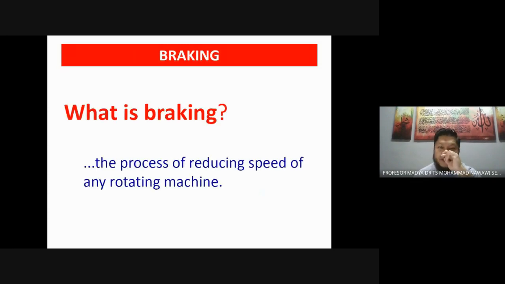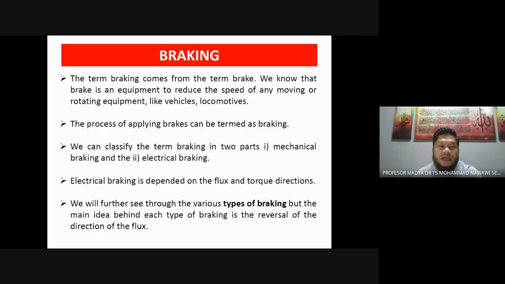Okay, so what is braking? It is a process of reducing the speed of any rotating machine. When we talk about braking, it's a process of reducing speed. You want to slow down the rotating machine. The term braking comes from the term brake. We know that a brake is equipment to reduce the speed of any moving or rotating equipment like vehicles, locomotives, cars, and motorbikes.